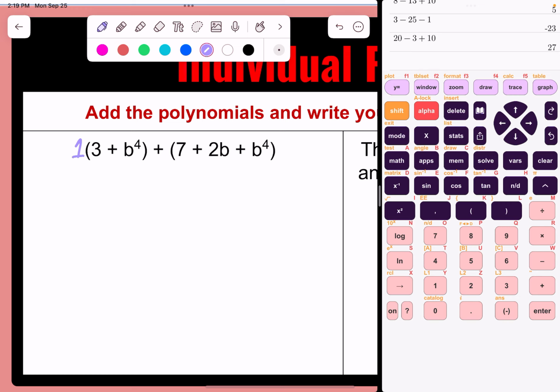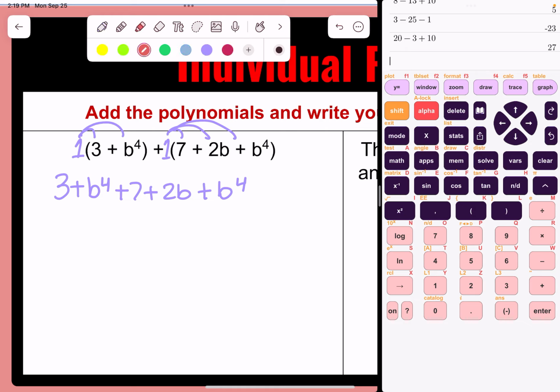Alright, in front of this parenthesis is a 1. If I multiply, it would stay the same. So just 3 plus b to the fourth. In front of this one is technically a 1 as well. If I multiply, it will all stay the same. It's important to remember what's in front of it and multiply it, because when we get to subtracting, that is what we are going to have to do.